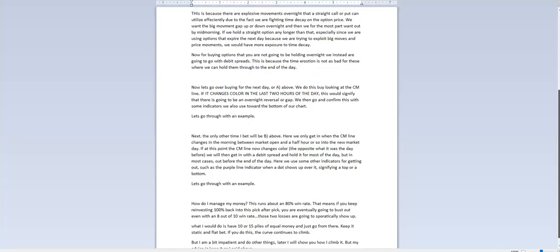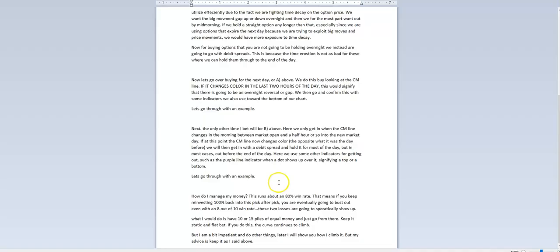Oh yeah, how do I manage my money? I'm running at about an 80% win rate. So if you keep investing 100% back into this pick after pick, you're eventually probably going to bust out. Because even with an 8 out of 10 win rate, those 2 losses are going to pop up at some point and bust you out if you're going 100% back in. What I would do is have 10 or 15 piles of equal money, and just go from there. Keep it static, flat bet. If you do this, the curve continues to climb. At 80%, you could absorb a loss here or there and just keep climbing from there.